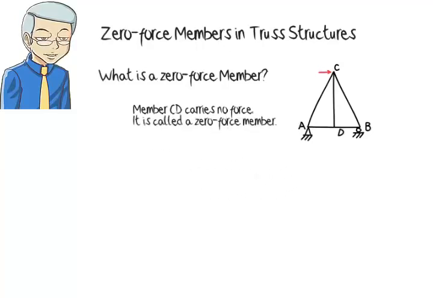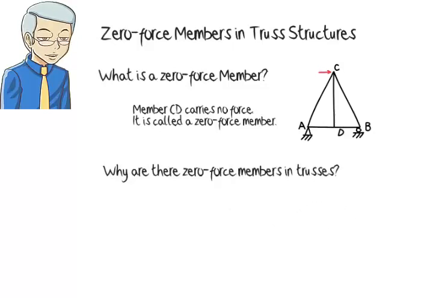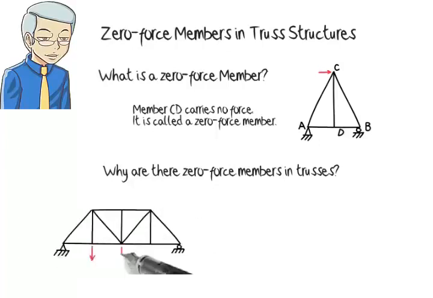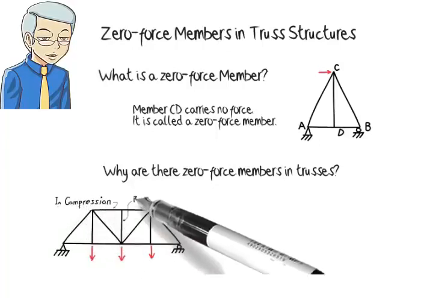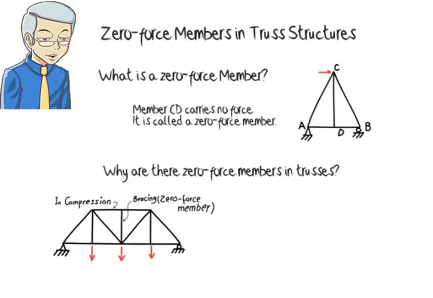Why are there zero force members in trusses? Naturally, one might question the rationale for having such members in a structure. If a truss member does not carry any force, why have it in the first place? There are two main reasons for encountering zero force members in trusses. 1. A zero force member could act as a bracing for preventing a force-carrying compression member from buckling. That is, a zero force member adds stability to the structure.